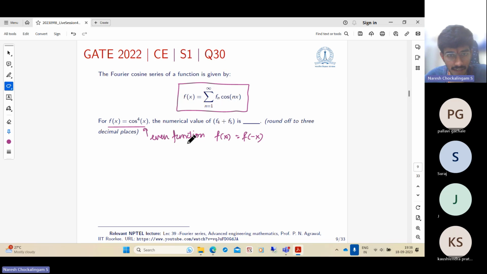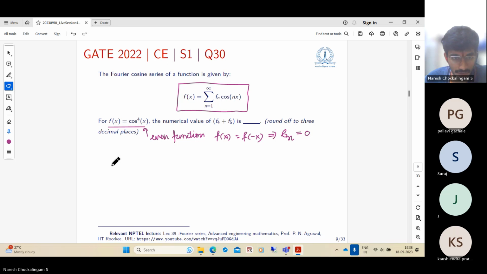Therefore, it's an even function, which means all the Fourier sine coefficients are 0. Therefore, the Fourier form is only this. Now let us evaluate this. Let us find out the Fourier coefficients an.